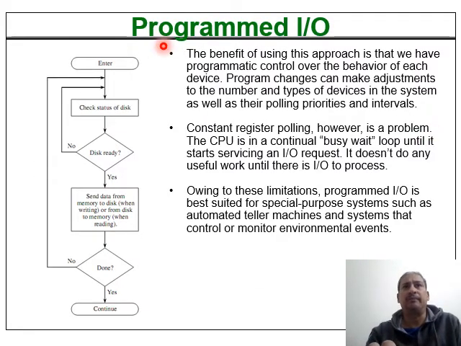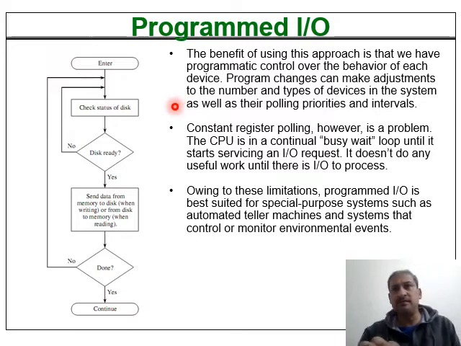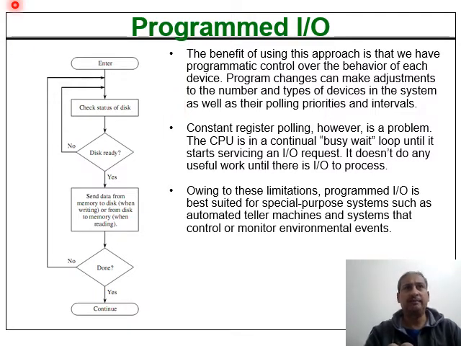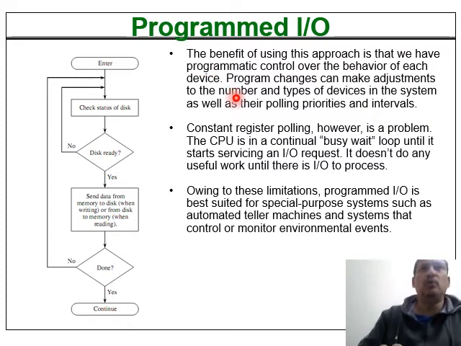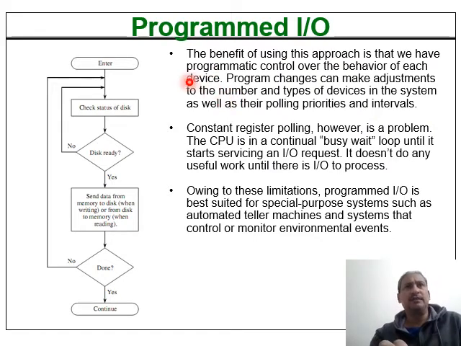As you can see over here, this is the flowchart for the entire programmed IO. When I say enter, it means the CPU enters this flowchart as soon as it encounters an input output instruction. Please see this flowchart very carefully. There are two loops in this flowchart. Whenever the CPU encounters an input or output instruction, let us assume that the CPU is going to read some data off the disk and store it in the memory. Let's take a simple example.